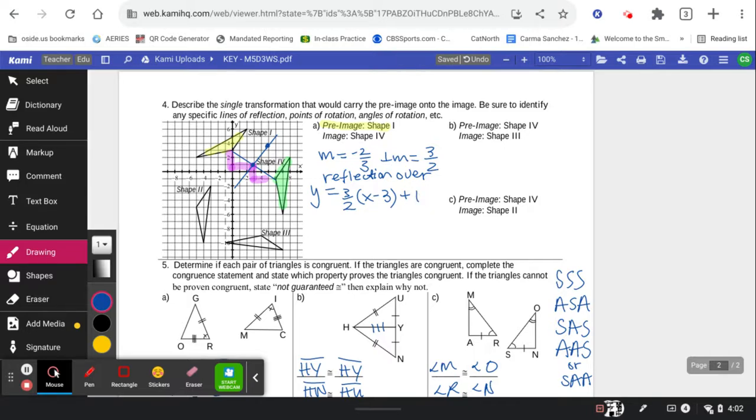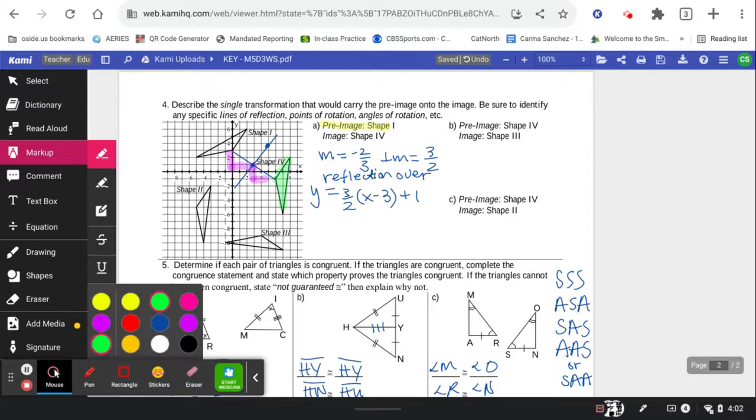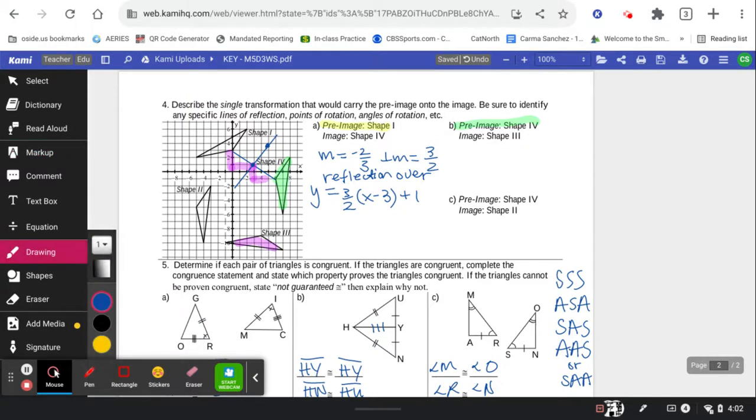Okay, pre-image. Pause the video, try the next one. This time, pre-image is shape 4, and shape 3 is where we're going. Well, this guy looks like a rotation. And a lot of students have asked me, how the heck do I find that rotation point? I know it's a rotation, and if you don't get the exact center that it's rotating around, that's fine. But let's just see if we can guess it.